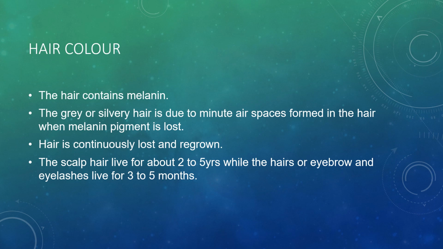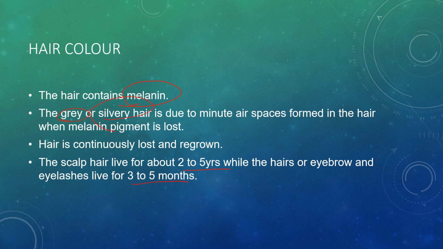Hair is continuously lost and regrown. The scalp hair lives for 2 to 5 years, while the hairs of eyebrows and eyelashes live for 3 to 5 months. So the main pigment of hair color is melanin, and we can see that we get gray hairs when we are aging. If we have black hair, at times when we are growing old, we get gray or silvery hair.